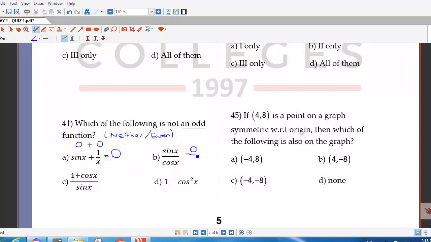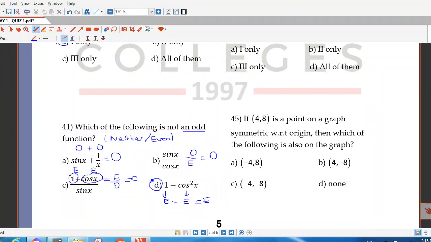Sine is itself odd, cosine itself even. Odd over even becomes odd. 1 is a number, which will always be chosen as even. Cosine is even. The sum of them is even, over odd, which is odd. 1 minus cosine squared is even, and cosine squared is also even. Even minus even is even. So answer is going to be D.